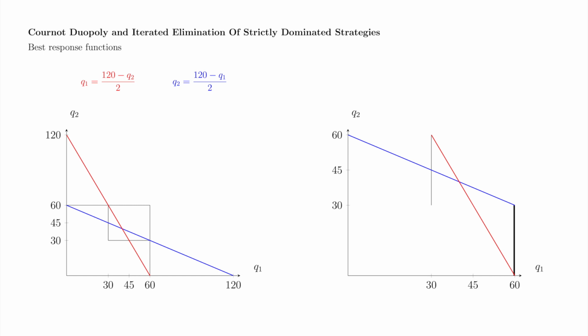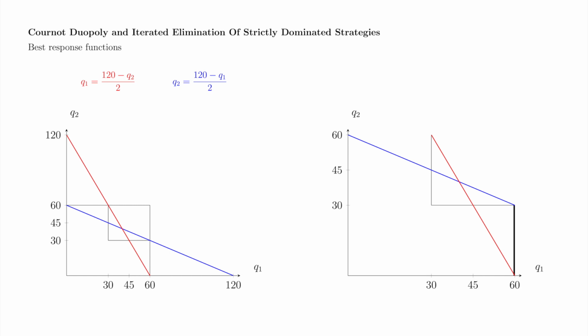The interval in which Q2 lies between 0 and 30 is marked with a thicker black line. Note that the blue line is fully above Q2 equals 30. When firm 2 best responds to firm 1, it always selects a quantity between 30 and 60. Since firm 2 never produces less than 30, we can eliminate from the graph the portion of the Q2 axis less than 30, indicated by the horizontal line at Q2 equals 30.